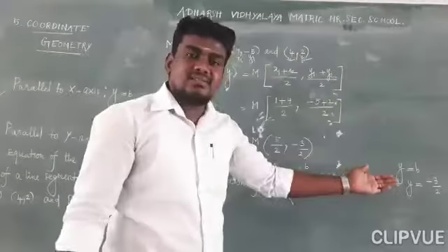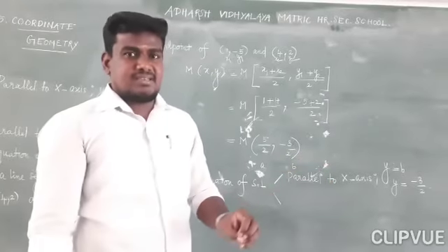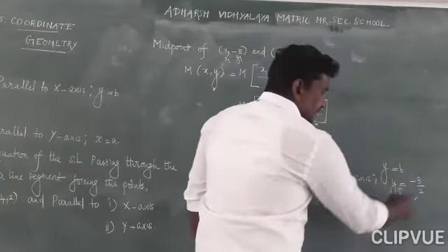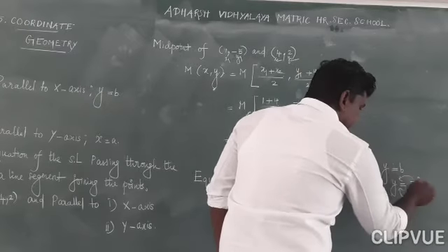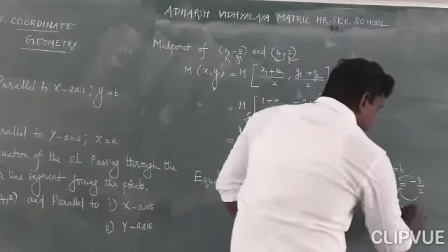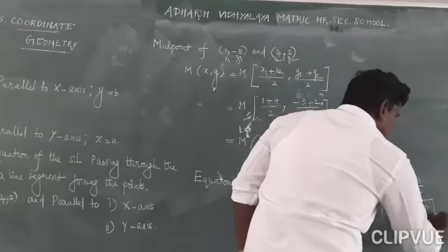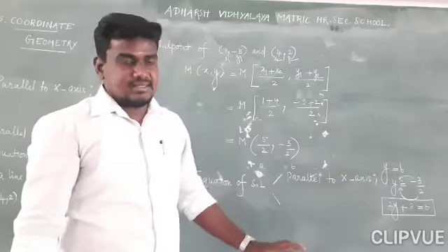You may write it like this, or you can write it in the form ax plus by plus c is equal to 0. How can you write it? You multiply by 2, so 2y. If you take this minus 3 to the left-hand side, it becomes plus 3. So 2y plus 3 is equal to 0. This is the required straight line which is parallel to the x-axis.